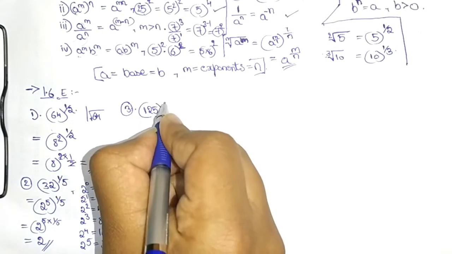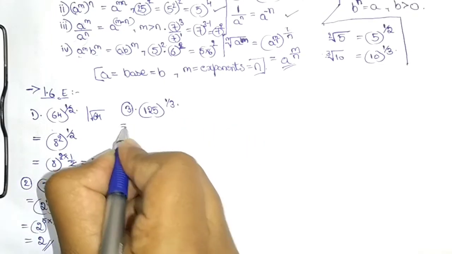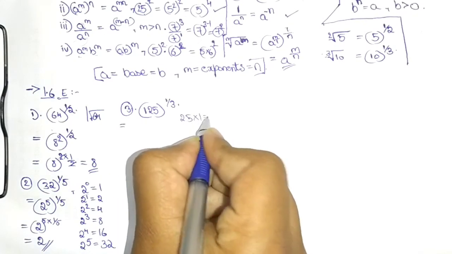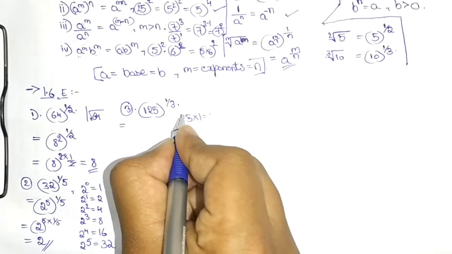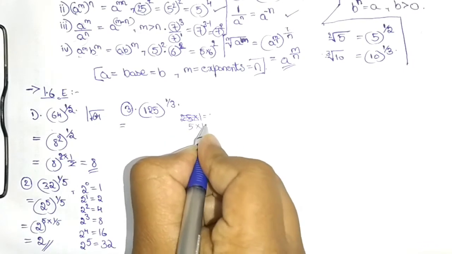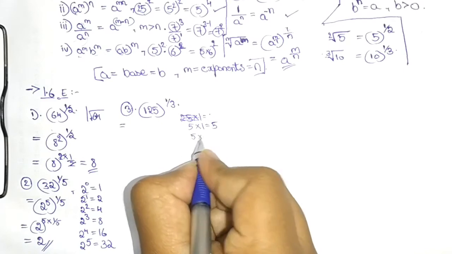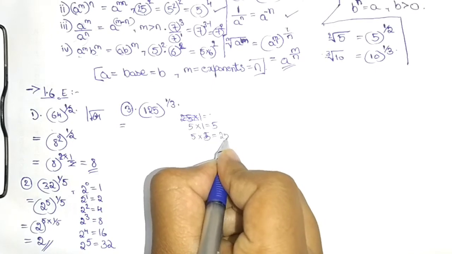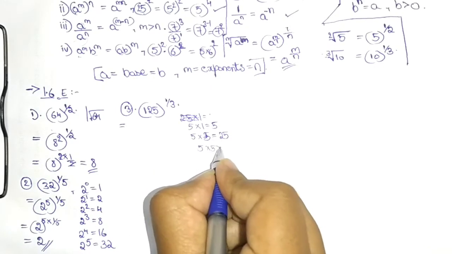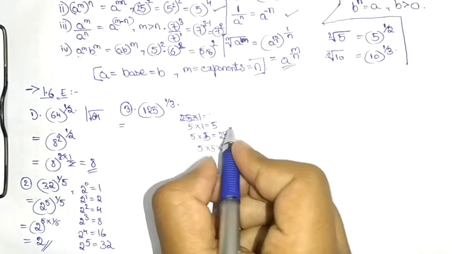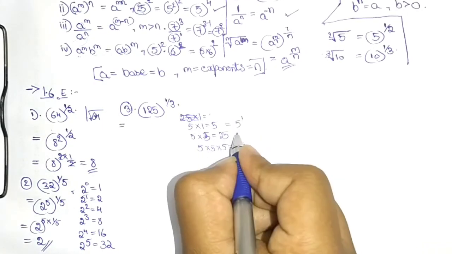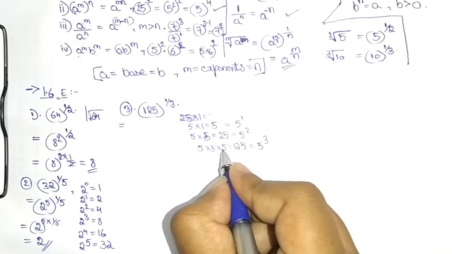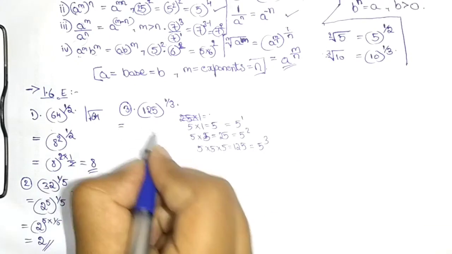125 to the power of 1 by 3 is your next question. If you know, 5 into 1 is 5, 5 into 5 is 25, 5 into 5 into 5 is 125. This is nothing but 5 power 1. This is 5 power 2, because 5 is multiplied twice. 5 power 3, because 5 is multiplied thrice.